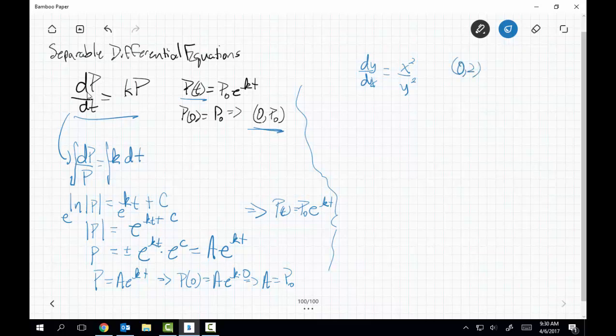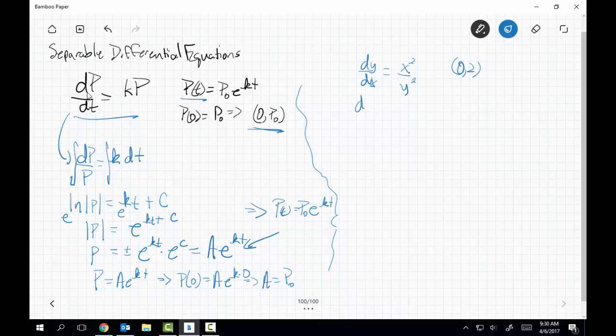Because remember, if I didn't have an initial value here, I would be done at this step. This is the family of curves, and we know what this family of curves looks like. They're exponential growth and decay problems, true? However, to find a unique solution, I need a point to pass through. So I'm going to use (0, 2) just because it looks like fun.